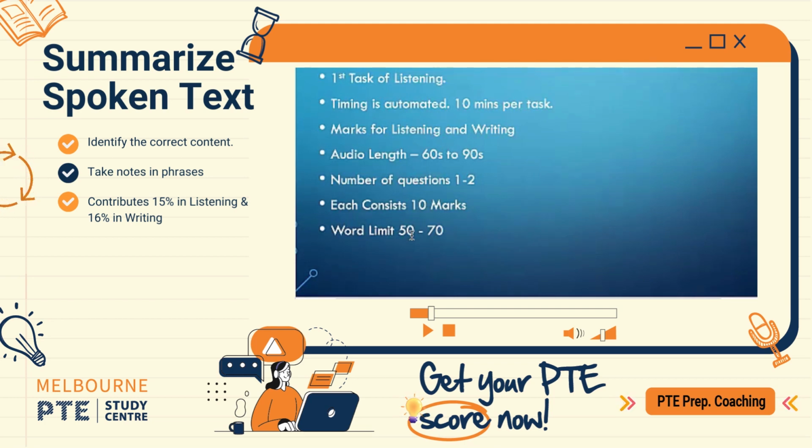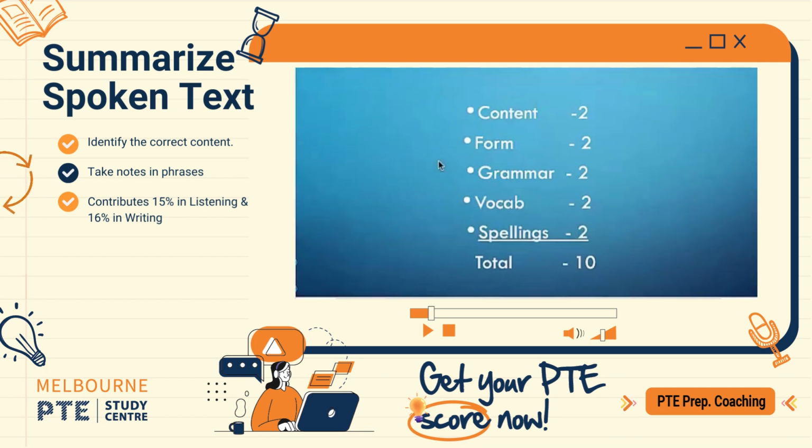When you're typing in the box, it will show you the word count at the bottom, so you don't have to count manually. You will be able to see that it's between 50 and 70 words. So that's where you lose marks. Okay, I will show you the next part.